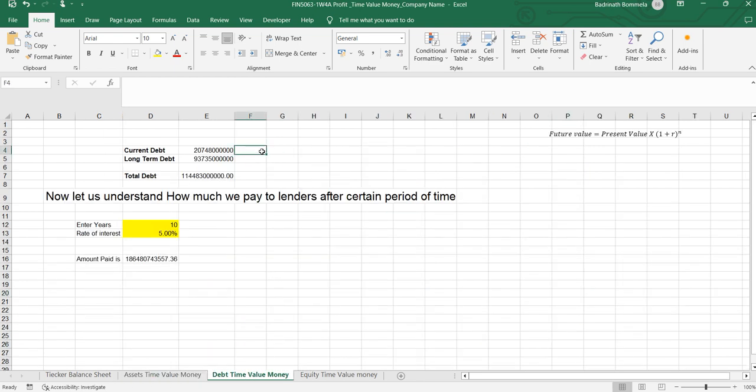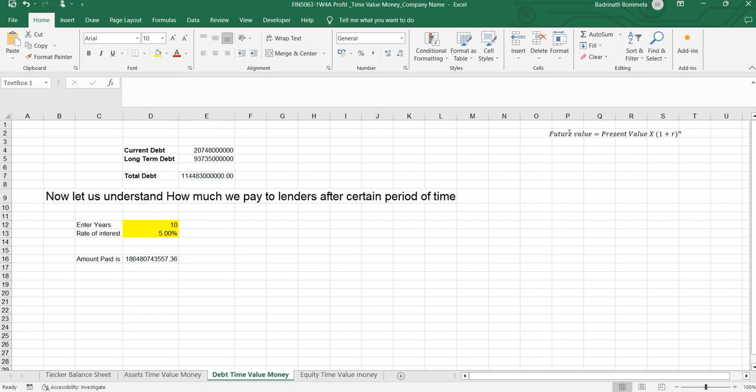Next, see, usually everybody will have debt, right? When we take an EMI on a product, say you might have taken a product worth 1 lakh on EMI, we calculate how much you will be paying after a certain period of time, completing all your EMIs. That will be the final amount that we pay to the company that gave you the loan, right? Similarly, we are calculating: if the selected company has this total debt, and after 10 years the rate of interest the company pays to the loan givers is 5%, the amount will be this. So this is the amount we will be paying to the lender.